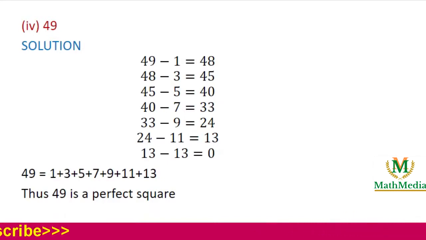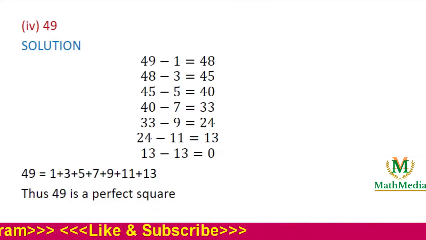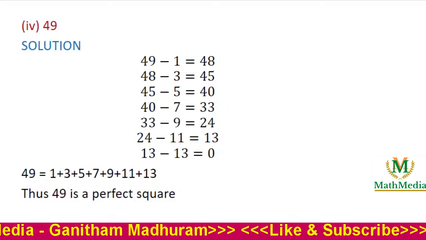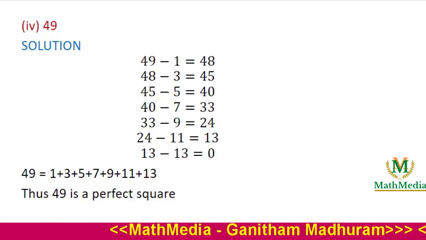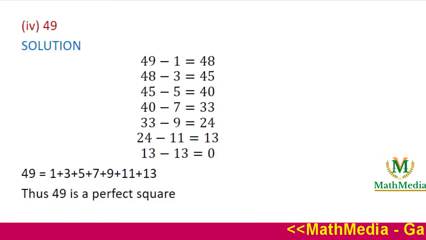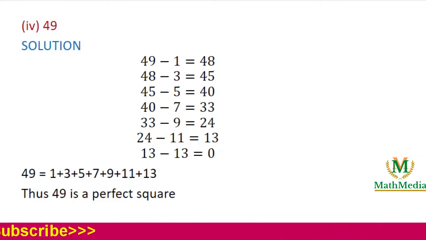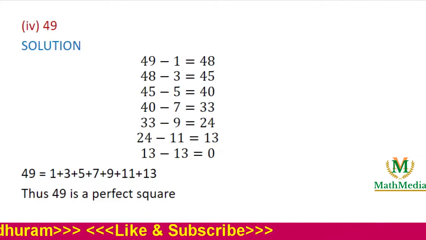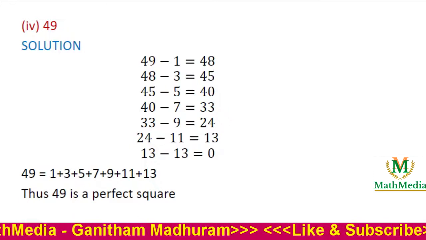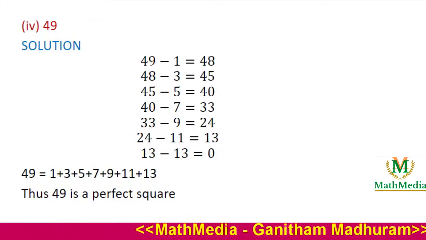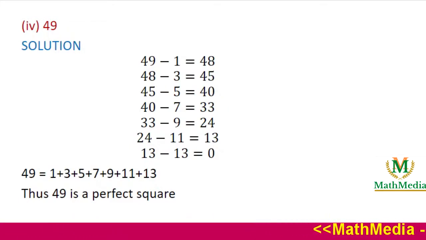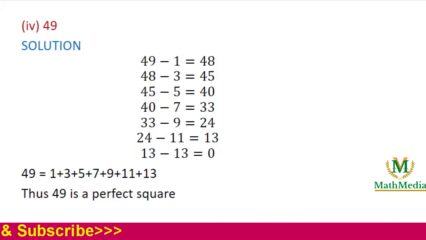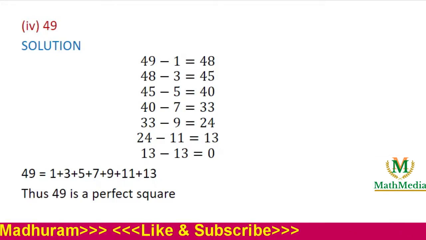Next is 49. First we subtract 1 from 49, we get 48. Then 48 minus 3, 45. 45 minus 5, 40. 40 minus 7, 33. 33 minus 9 is 24. 24 minus 11, 13. 13 minus 13 is 0. We reach the number 0.